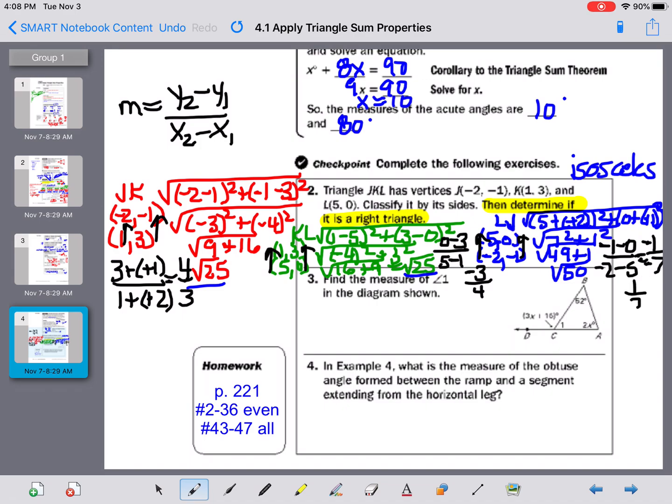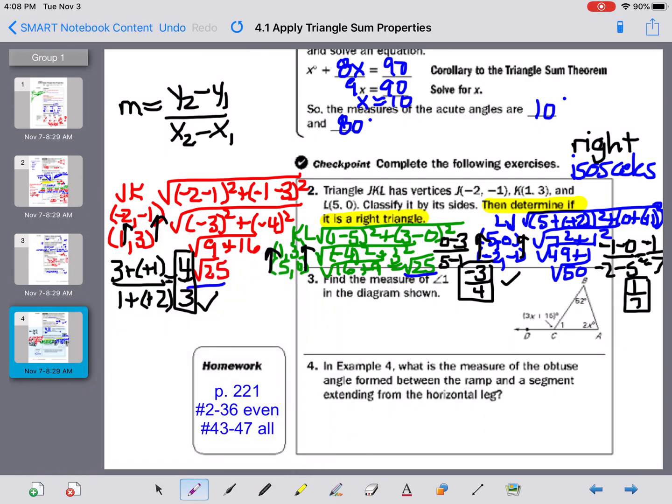Of my 3 slopes, I've got 1/7, I've got -3 over 4, I've got +4 over 3. Are any of those opposite reciprocals? Yes, the 4/3 and the -3/4 are. That means it's a right triangle. Will you always get right triangles? No, but this time you did, so we get a right isosceles.